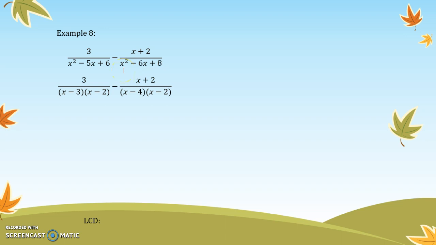Now we can find the common denominator. So the common denominator is going to have x minus 3 and x minus 2. Our common denominator doesn't quite have x minus 4, so we need to have x minus 4 as well. But notice I already have the x minus 2 down here, so I don't need to write it again since it's already included one time.